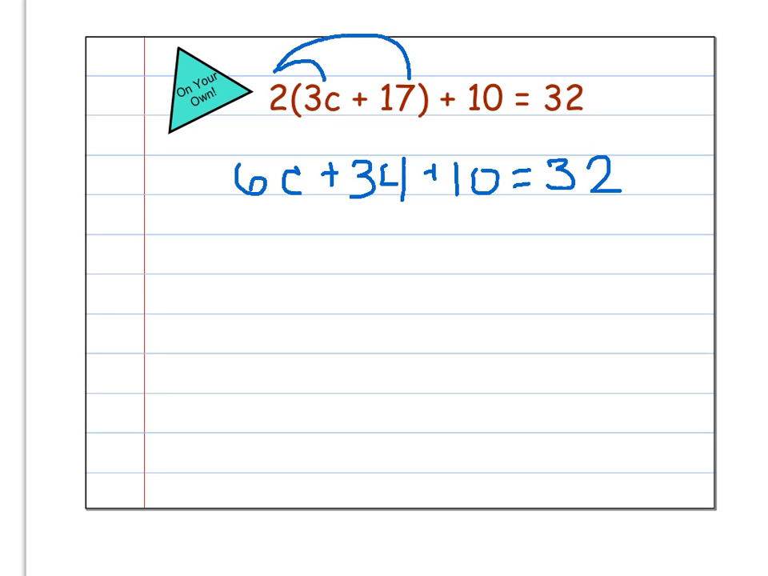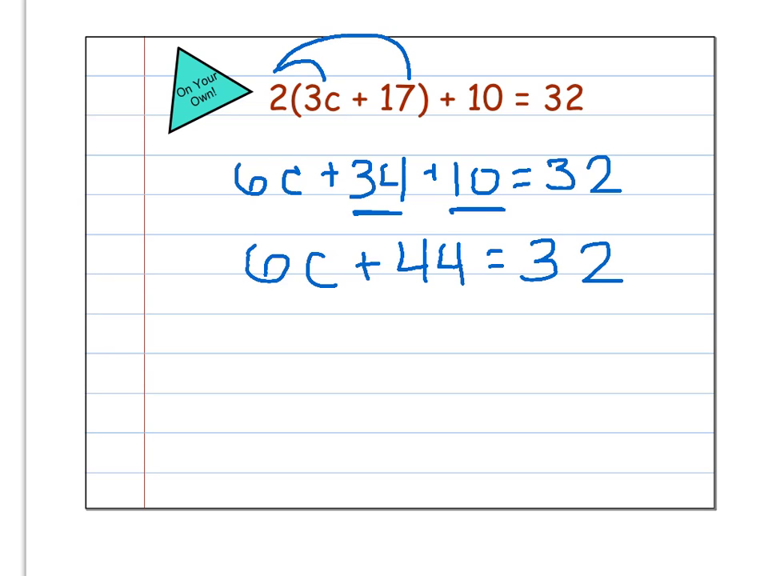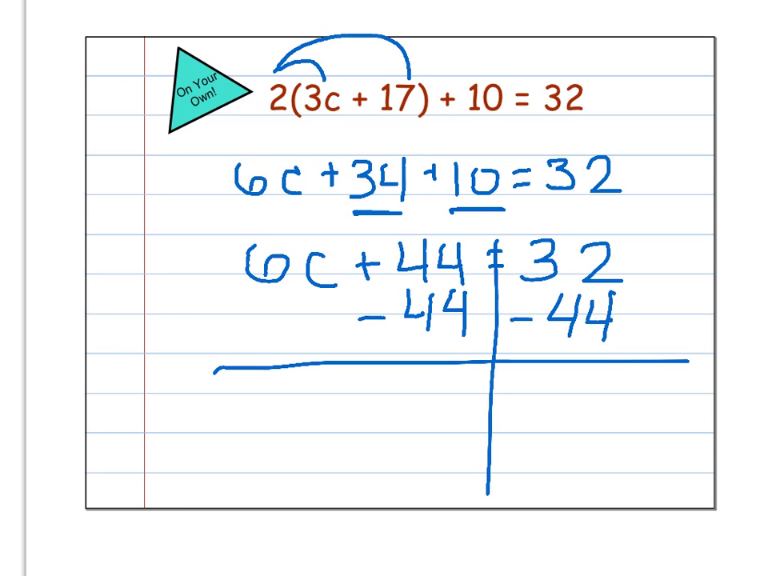I first can see that I have 2 like terms, 2 whole numbers. So I'm going to simplify that and do 6c plus 44 is equal to 32. And then I'm getting c by itself. So I'm going to subtract 44 from both sides. And then I get 6c. And let's see, when I do 32 minus 44, that's going to give me a negative number, a negative 12.